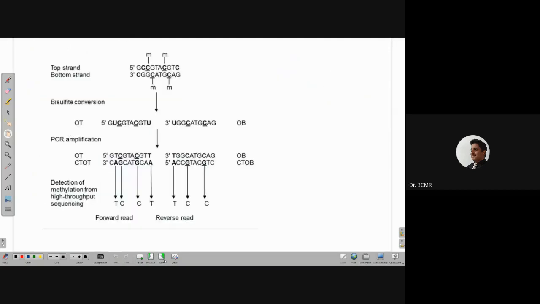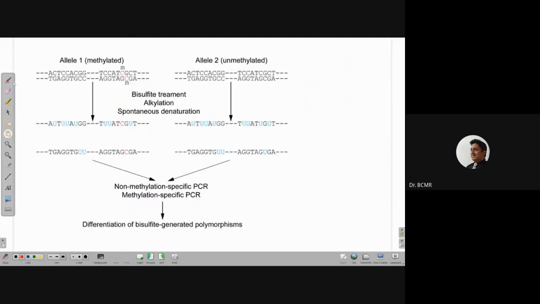So it is simple bisulfite sequencing. I'll just quickly go here. Bisulfite sequencing is to figure out if DNA is methylated or not. More specifically, if cytosine is methylated or not in a particular place, such as this one.